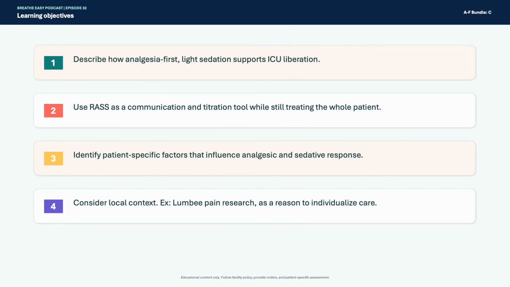Here's what we want you walking away with today. Why analgesia first and light sedation move patients toward liberation. How to use RASS as a shared language without letting it replace your eyes. What changes a patient's response to these medications, and how to consider local context. For example, in North Carolina, we have Lumbee Indians that are around the Lumberton, North Carolina area, and there's a lot of pain research as a reason to individualize care, never as an assumption about a patient.